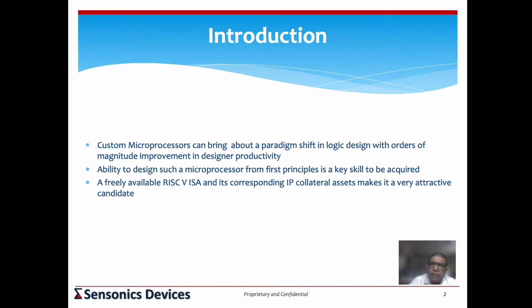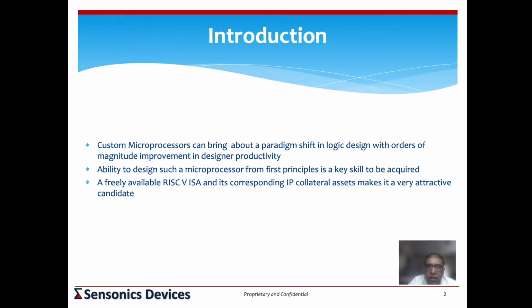Also understand that the RISC-V ISA and its corresponding IP collateral assets, such as the compiler and the toolchain and so on, available freely in the public domain, make it a very attractive starting candidate for a class of designs based around the RISC-V. So you can have more instructions, you can have fewer instructions and so on. I'll discuss why the RISC-V is particularly attractive from this perspective, and you could use that for all of your designs.